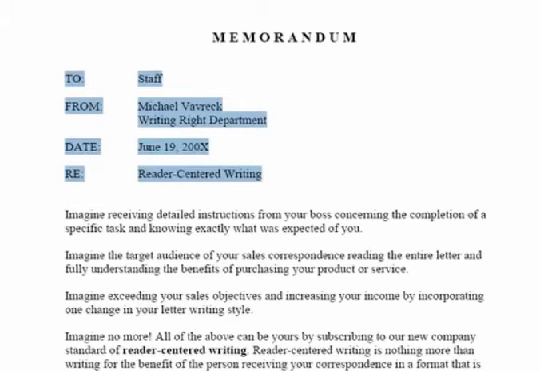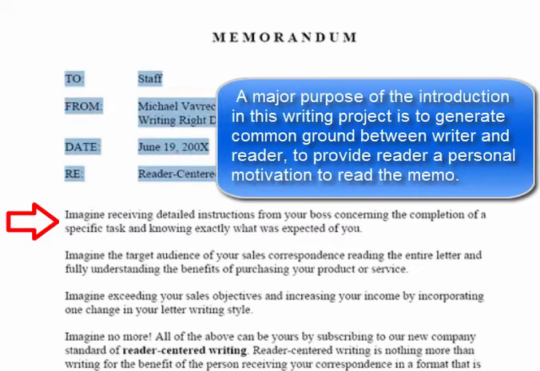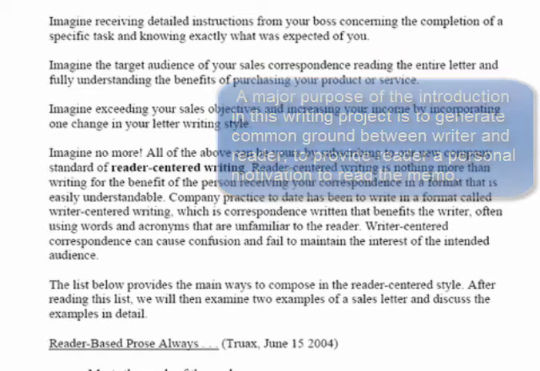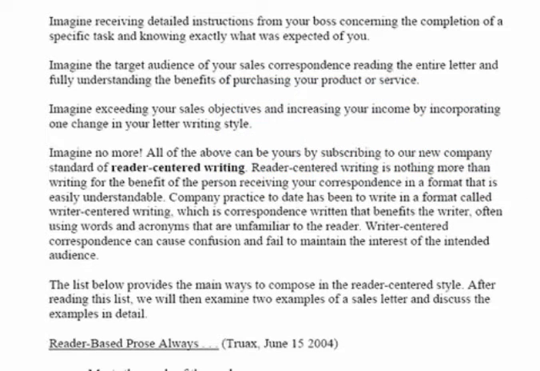The second thing that I would like to point out to you is to notice how Michael actually begins. He begins by generating common ground. He begins by generating enthusiasm, generating motivation. In other words, he's giving his readers a reason to go ahead and read these things. So let's read a little bit about what he wrote.